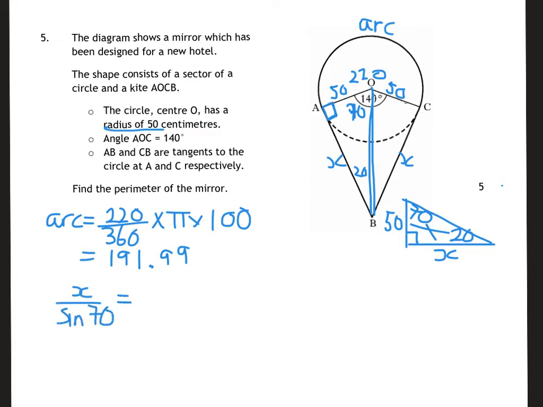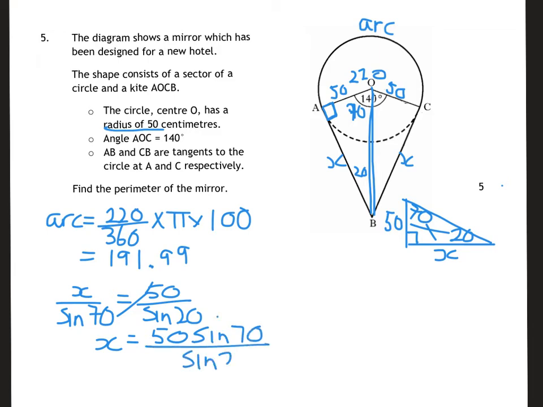Remember, sine rule is all about opposites. And 50 over sine 20. And then I'm going to bring the sine 70 up. So I've got 50 times sine 70 all over sine 20. And I'll type that into my calculator. Gives me 54.95.